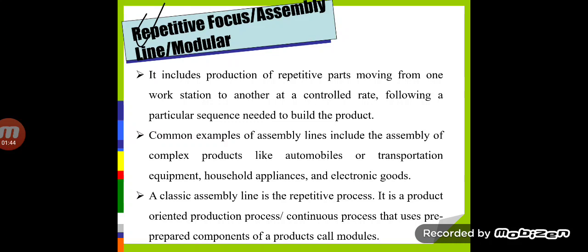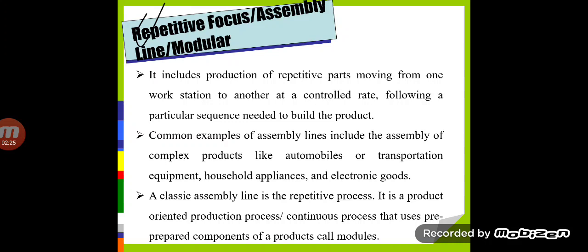For example, here is how they produce an automobile in a repetitive focus. In the automobile industry, we cannot produce a final product like a car in a single attempt, but we have to produce different parts in a sequential way and then assemble them as per the product made. We assemble these things and move to the next step, and these steps continuously repeat in a particular way so that at the end we get the final product.